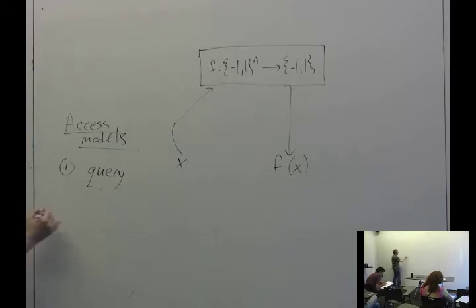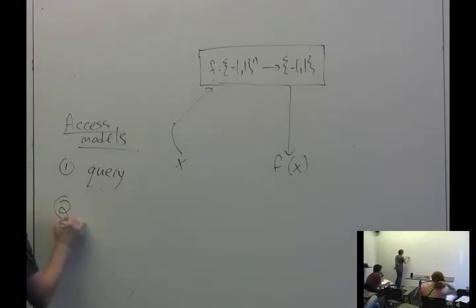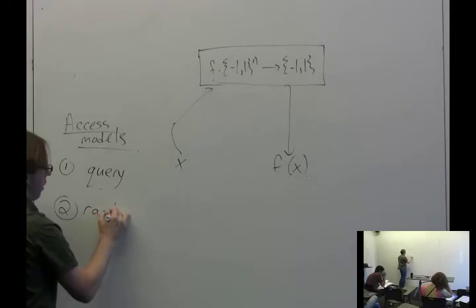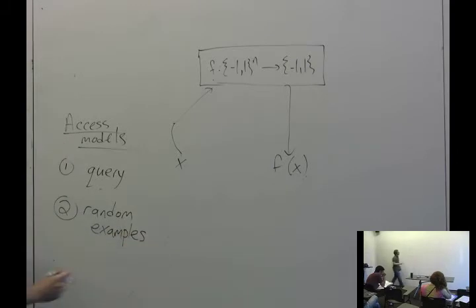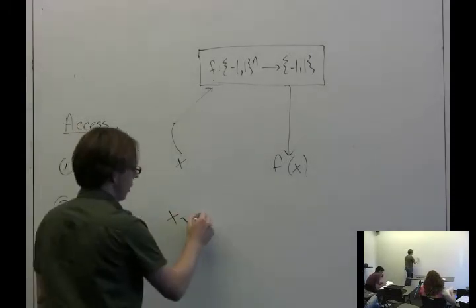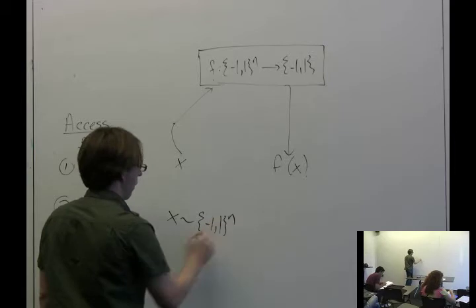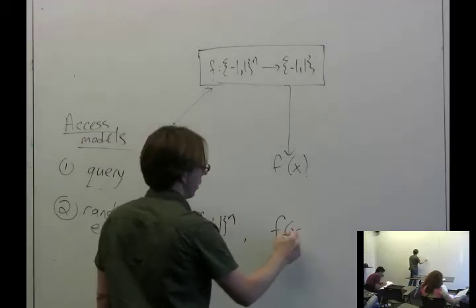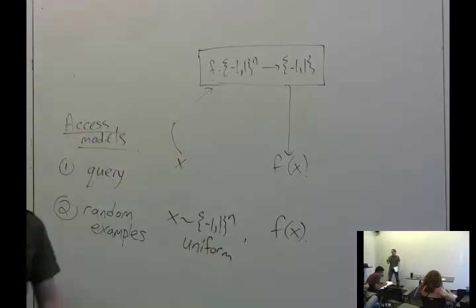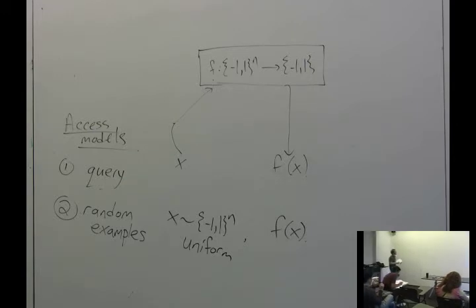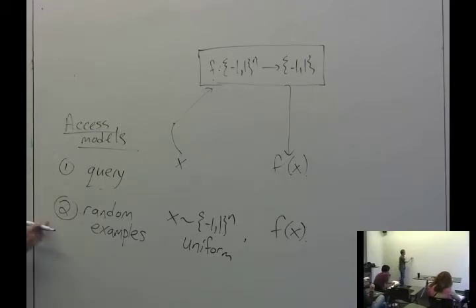A weaker access model, where the algorithm does not have as much power, is called random examples. In this model, it can't just pick any string it wants. Basically, it just says, give me an example. It pushes a button, and it gets a uniformly distributed string and the value on that string. So it can push this button as many times as it wants and get f values on uniformly random and independently chosen points. So the algorithm has more power in the first case and less power in this case.